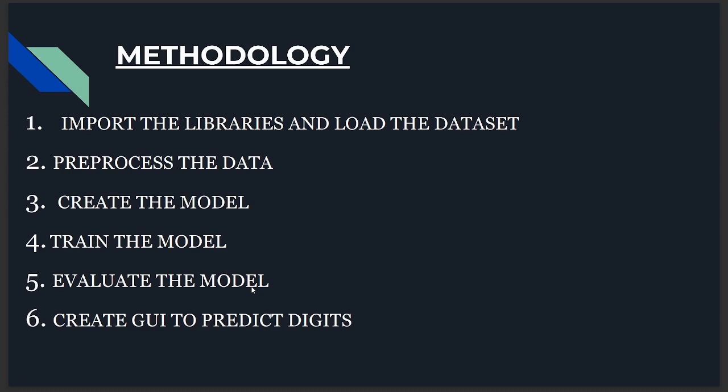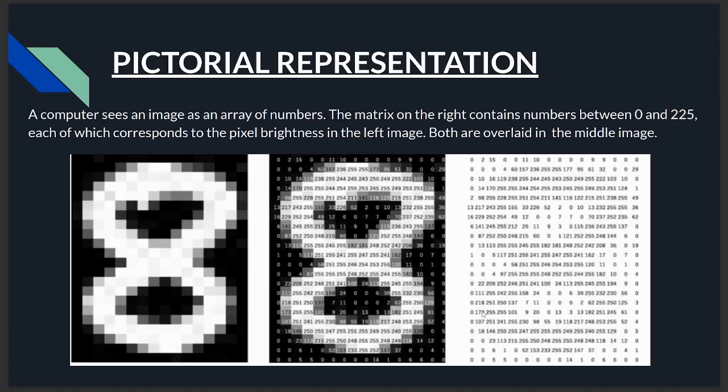So, what we exactly do in this project is that we import the libraries and load the dataset from MNIST. We pre-process the data, create the model, we train this model, and then we evaluate the model based on our test results. And then we also create a graphic user interface to depict or rather predict the digits. Let us try to understand this with the help of a picture.